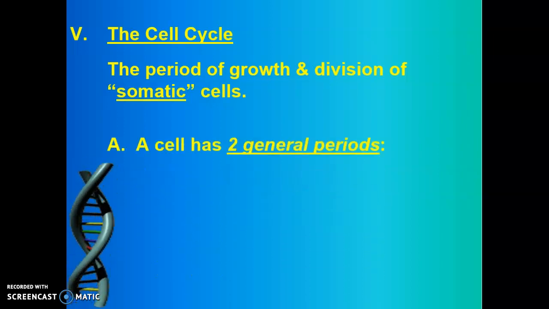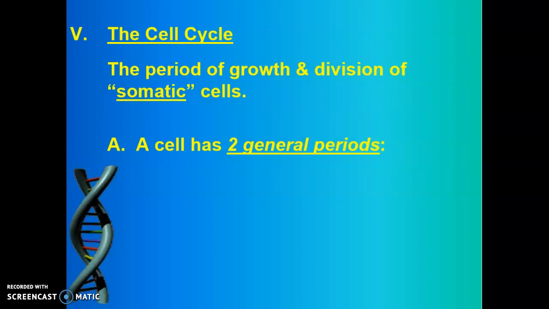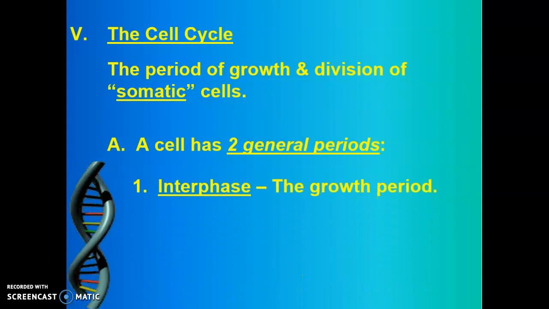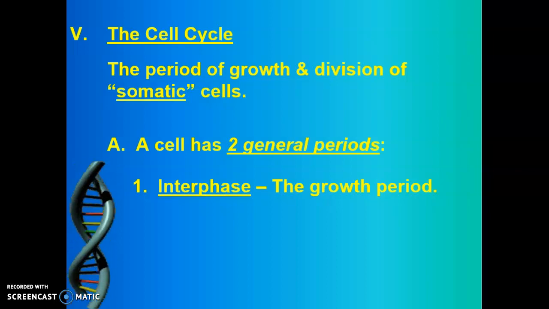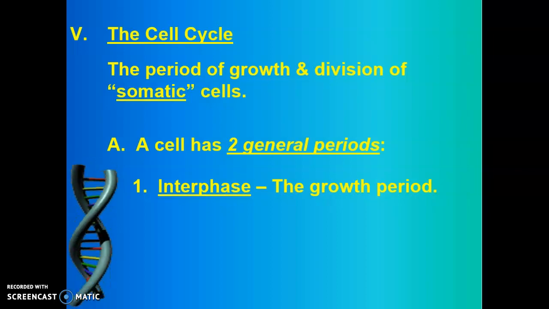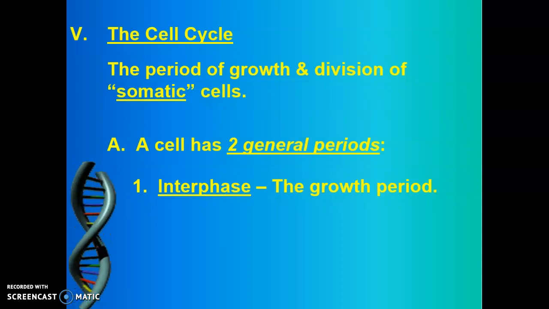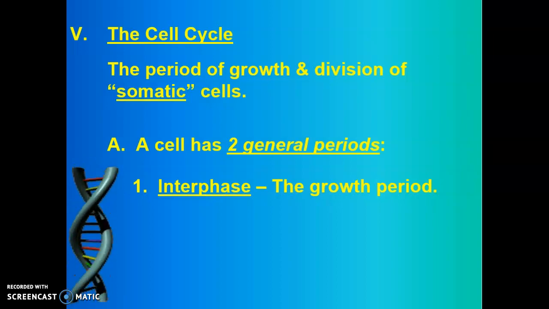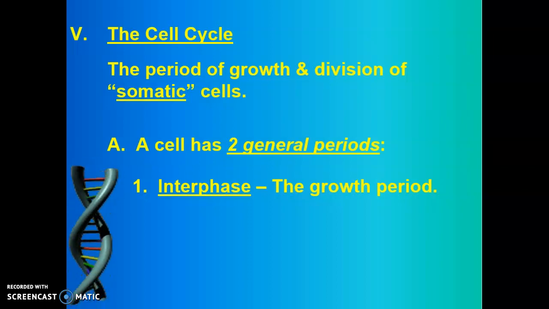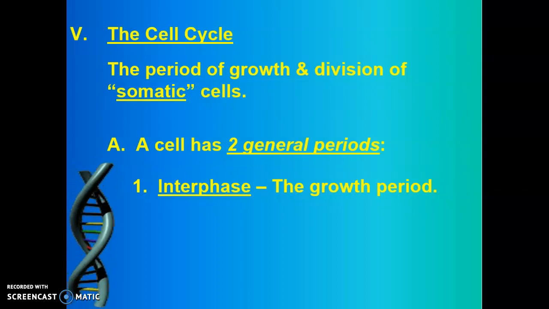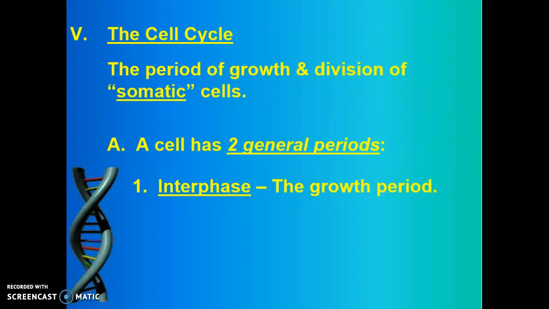A cell is going to have two general periods, and we need to understand the difference between the two. The first is what we call interphase. Inter means between. This is classified as the growth period of a somatic cell. After it's born, it's going to grow and do whatever its normal job function is. If it's a skin cell, it helps protect you from infections, viruses, and ultraviolet light. If it's a heart cell, it pumps to keep your blood oxygenated. They're growing and doing whatever their main function is.